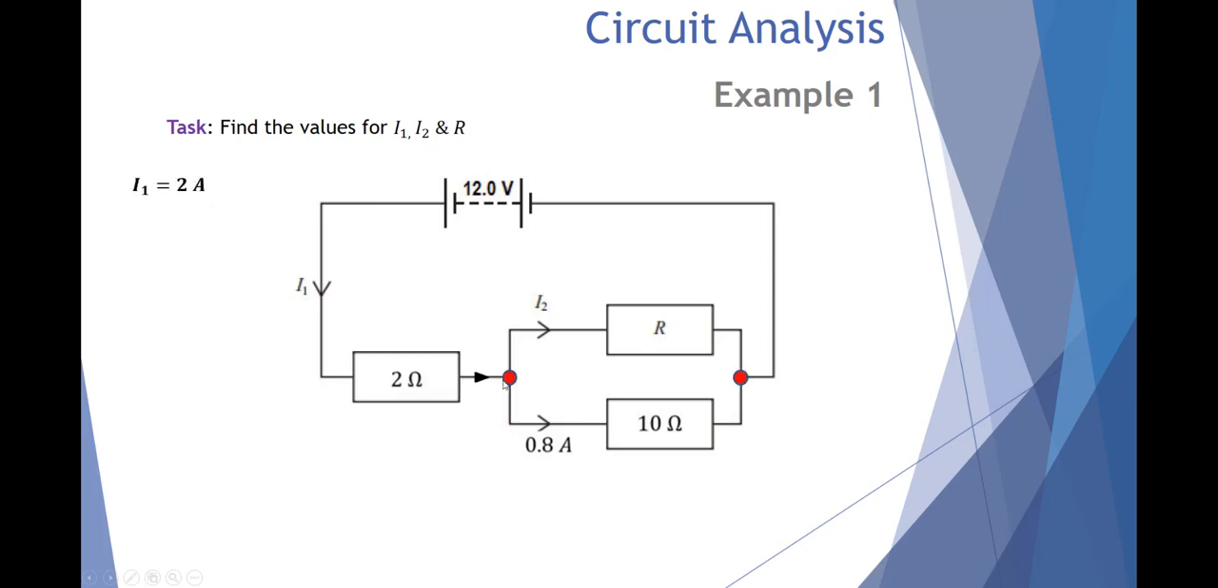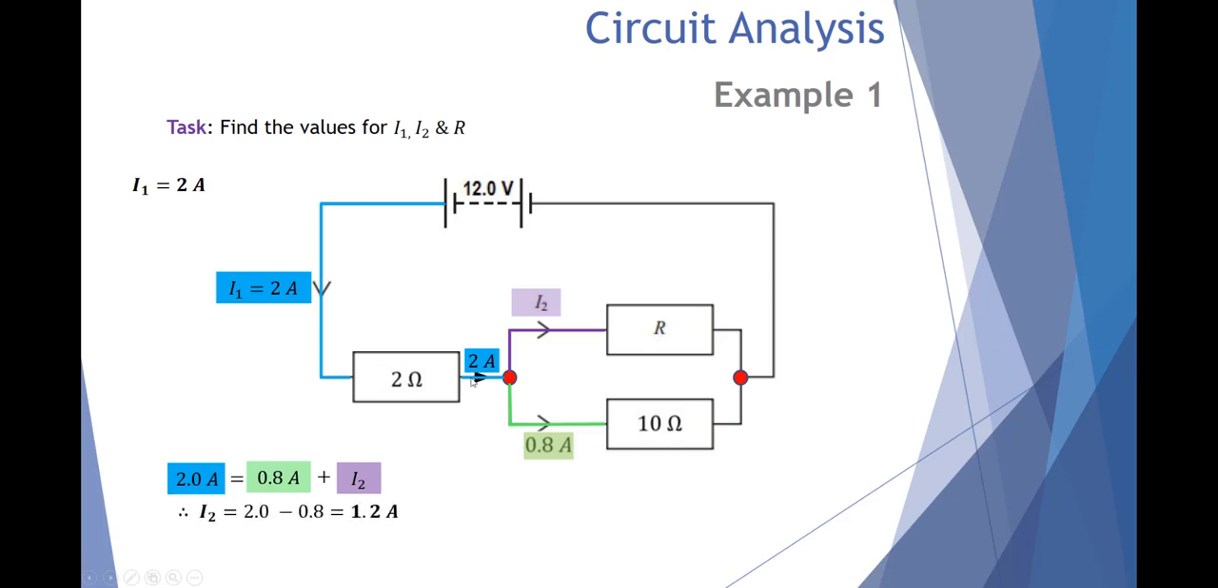through to this point. So current leaves the positive terminal of the battery, 2 amps flows through and it hits this branch. So we've got 2 amps that flow through this point. In the bottom branch, we have 0.8 of an amp. 0.8 of those 2 amps travel down the bottom branch. What remains of the 2 amps for the top branch? So I2. So clearly I2 is the difference. It will be 2 minus the 0.8 on the bottom, leaves us 1.2 amps on the top.